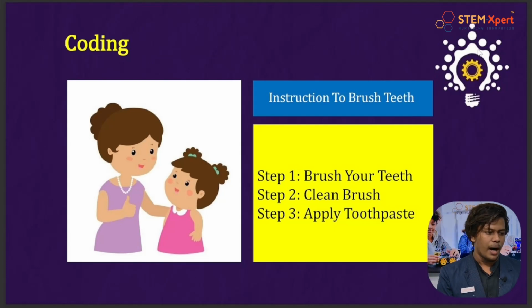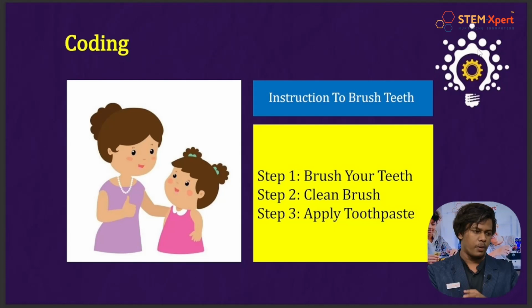Just look at the screen. Over there you can see a task, right? Just look at the blue box. Over there you can see a task called instruction to brush teeth. So that's the task over here. And look at the yellow box. What does it say?